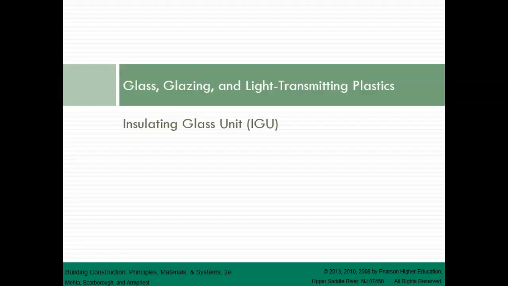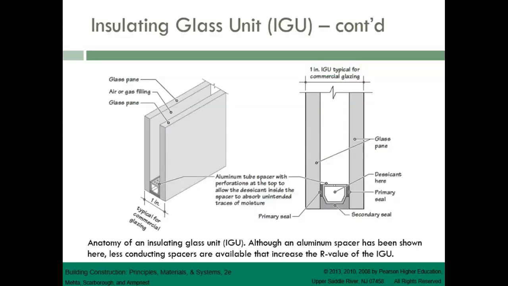Let's take a look at insulating glass units. A sealed assembly consisting of two glass sheets with an intervening space is called an insulating glass unit. The most commonly used IGU in commercial construction is a 1-inch unit in which the total width of the unit, the thickness of the two glass sheets plus the width of the space, is 1 inch.